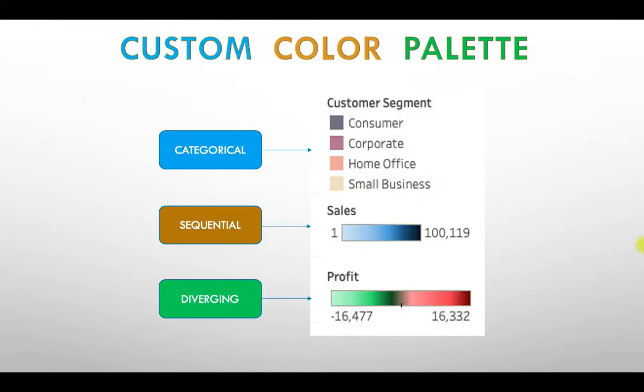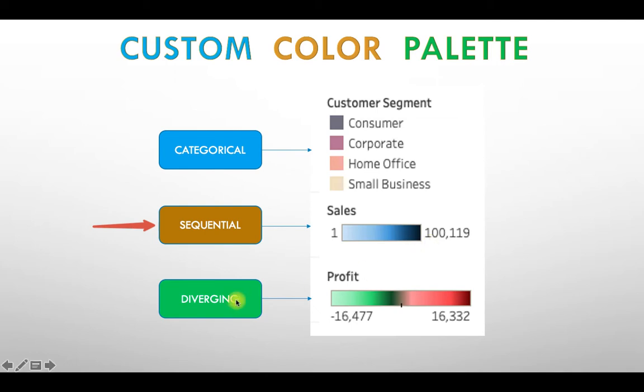So let's see. There are three types of color palettes which you can build. First one is the categorical. Categorical palettes are mainly used for discrete fields where you have different values for a particular category or particular dimension. And then for continuous measures, we can have two types of color palettes. One is sequential, where only one color will be used for showing the intensity of the values of that measure.